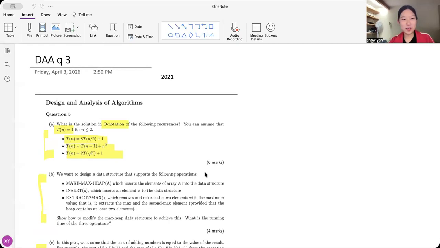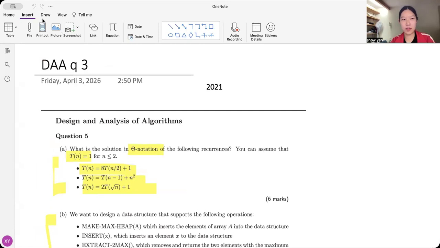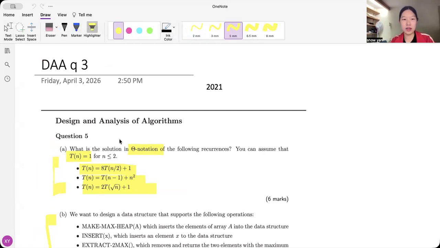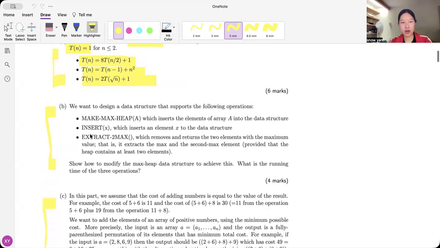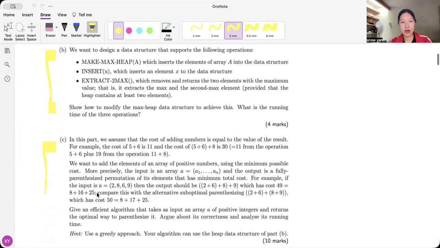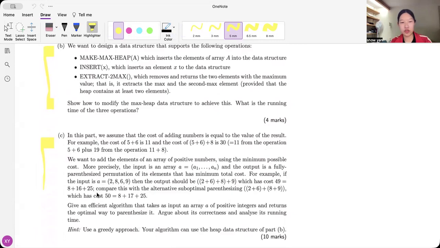Okay, hi. So this is DAA. In this question, what we have is three concepts jumbled together in one question. So it's kind of like a mixture of DAA questions. In the first part, we have the master's theorem and recurrences in general. In the second part, we're dealing with heaps. And in the third one, it's a greedy approach.